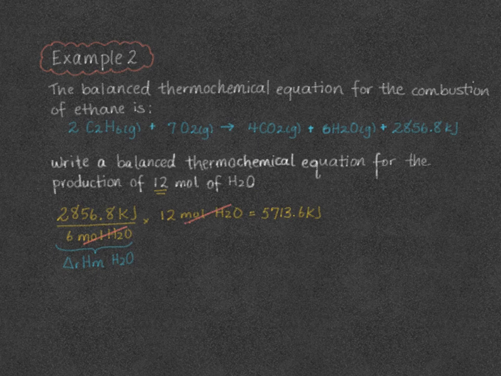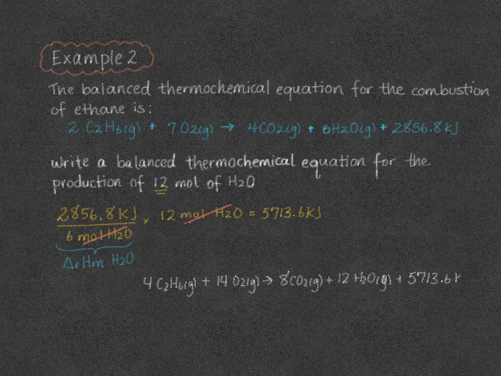And so if we double the coefficient of water, so we go from 6 to 12, we're going to double the coefficients of everything else within that reaction. So our new thermochemical equation is going to be 4 ethanes plus 14 oxygens produces 8 CO2s plus 12 waters and 5,713.6 kilojoules of energy.